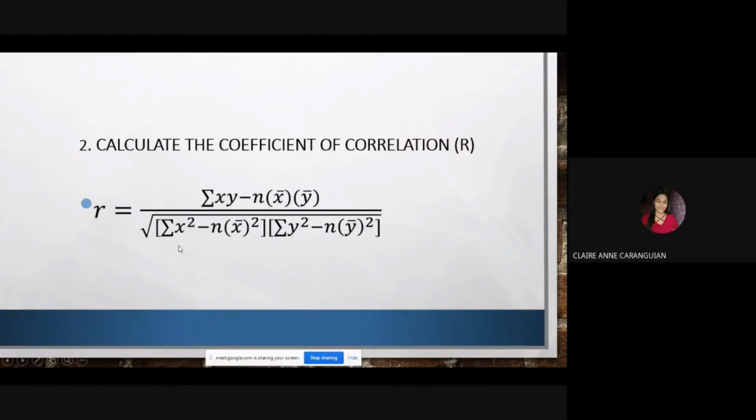The formula of the coefficient of correlation is R is equal to summation of xy less number of sample multiplied by summation of x and summation of y, all over square root of summation of x squared less number of sample multiplied by the quantity summation of x squared, and the quantity summation of y squared minus number of sample multiplied by summation of y raised to 2.